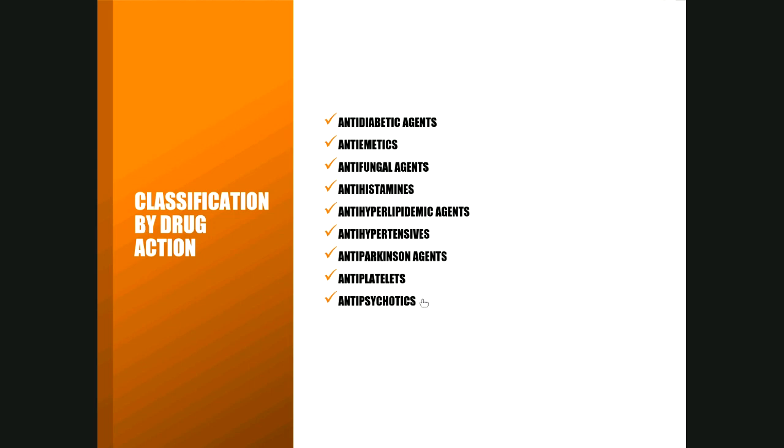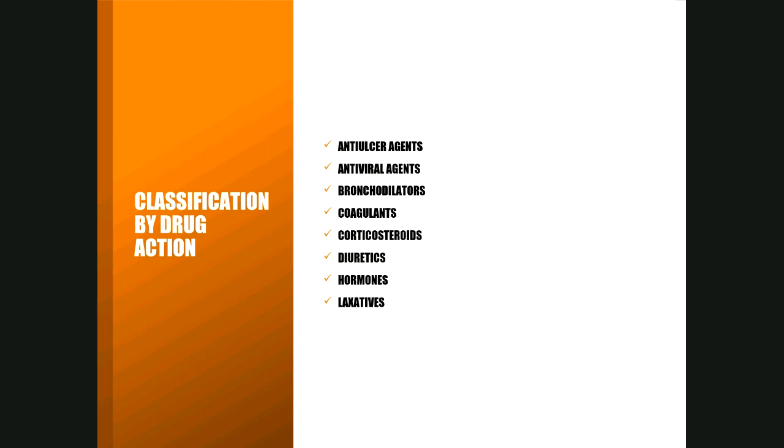And an antipsychotic is used to treat psychiatric disorders like schizophrenia, any of the delusional disorders, acute mania, and agitated states. Anti-ulcer agents and antiviral agents are still found on page 261. The anti-ulcer agents are used to treat peptic ulcers, gastric ulcers, duodenal ulcers, and GERD, which is gastroesophageal reflux disease.